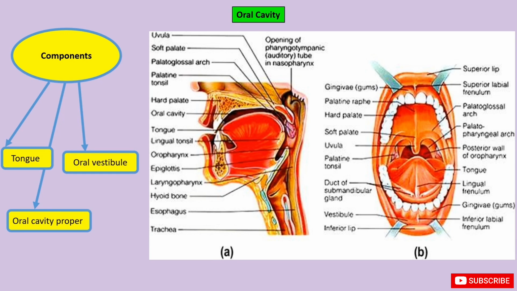Now we can see here the anatomy of the oral cavity, and this is a very good picture. It has good details here. The components of the oral cavity are the oral vestibule and the oral cavity proper. The posterior termination of the oral cavity proper is called the palatoglossal arch. So that's an important question that can be asked in the exam.